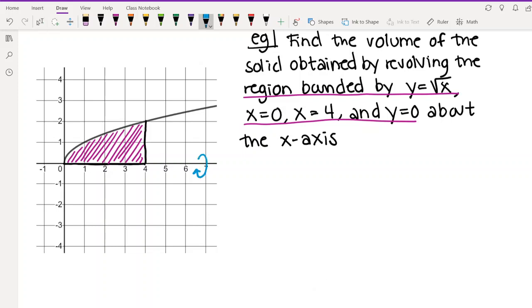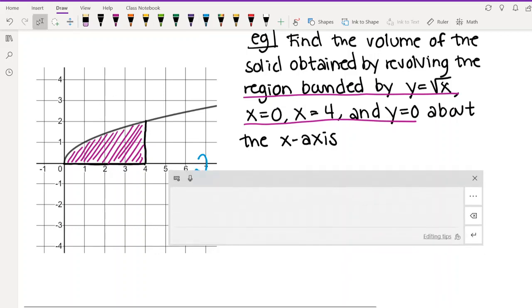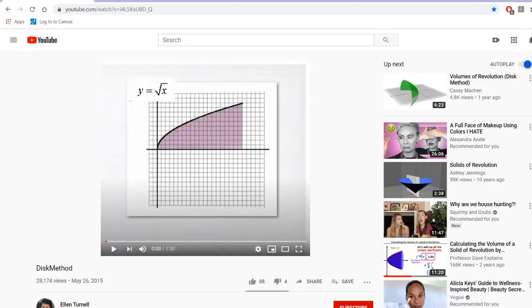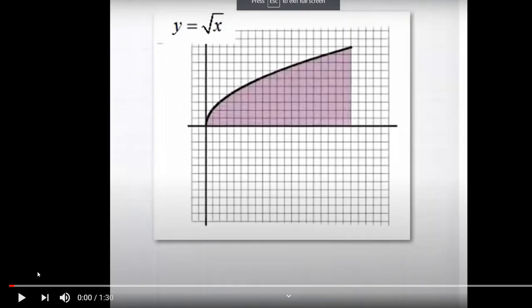So I'll sketch this in a second, but first I want to just pull up a couple of resources to help you really visualize what's going on here. The first one is just this video. This is a really short and kind of not super high quality video, but I think it's the best I've seen for just literally showing what I'm about to do.